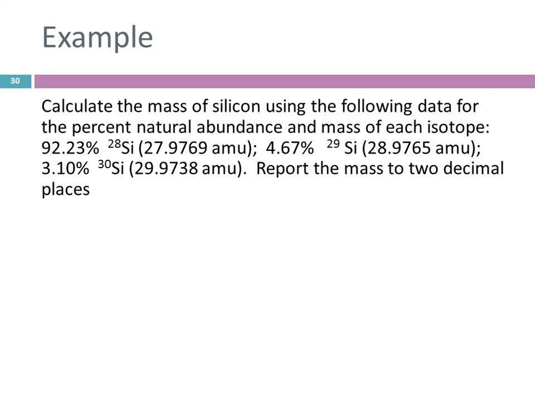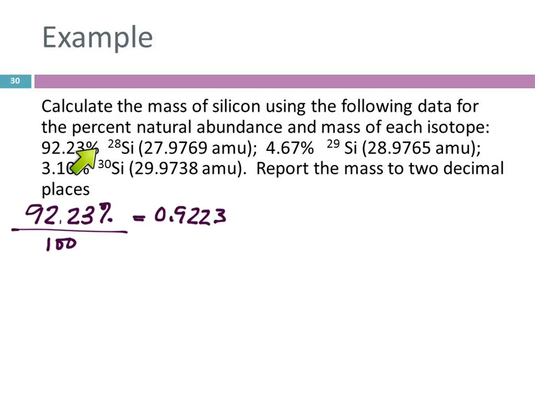Calculate the mass of silicon using the following data for the percent natural abundance and mass of each isotope. And they're giving us percents and masses. So we need to take these percentages and convert them into decimals. We're dividing by 100. So 92.23% divided by 100 gives us 0.9223. And we're going to do that for all of those percentages. There's 3 of them in this one.